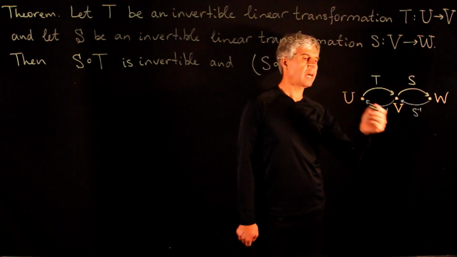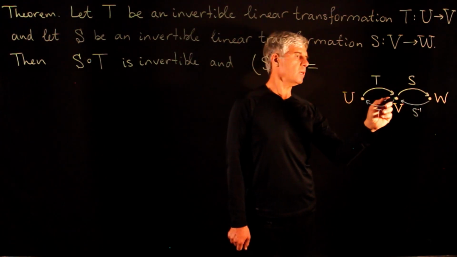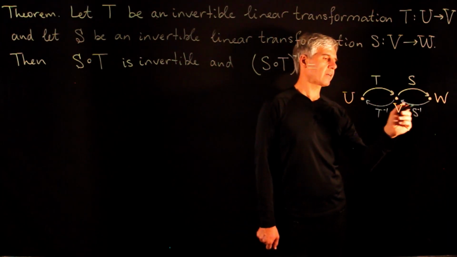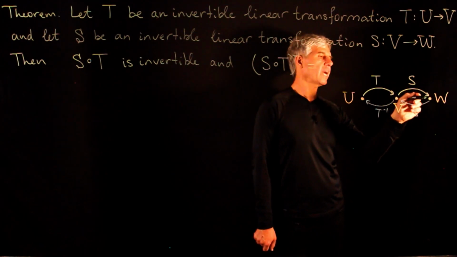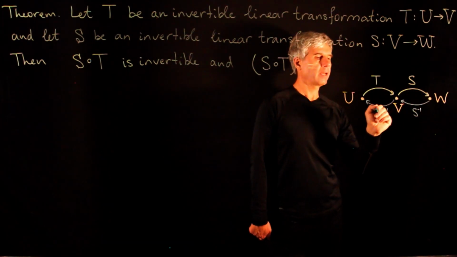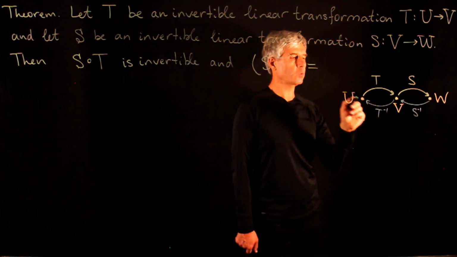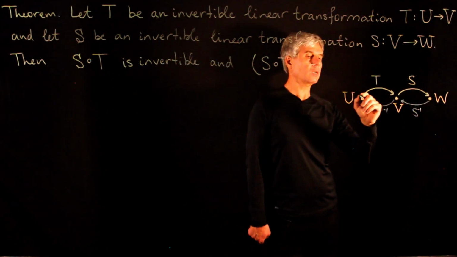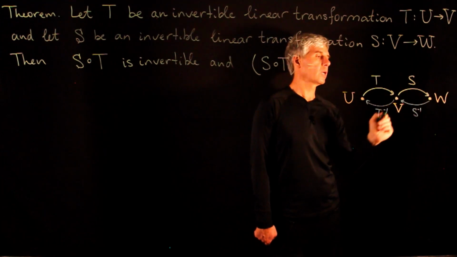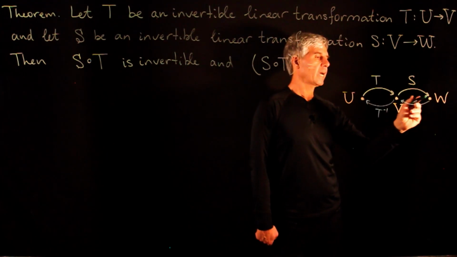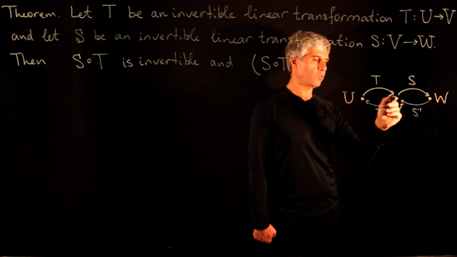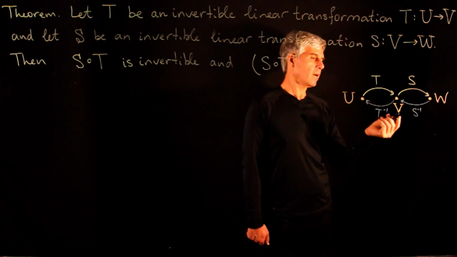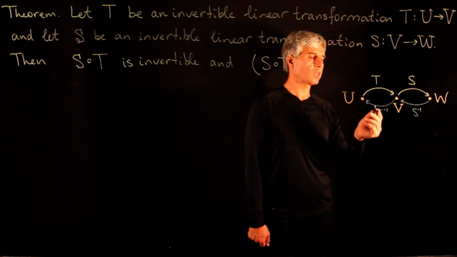Now, let us consider the diagram here. So T sends U to V, and S sends V to W. And so we can come back, so with S inverse, we can undo S going from W to V, and we can undo T by going from V to U. Now, how can we invert the composition? Here the composition goes from U to W. So to undo this composition, we have to first return with S inverse to V, and then return with T inverse to U.